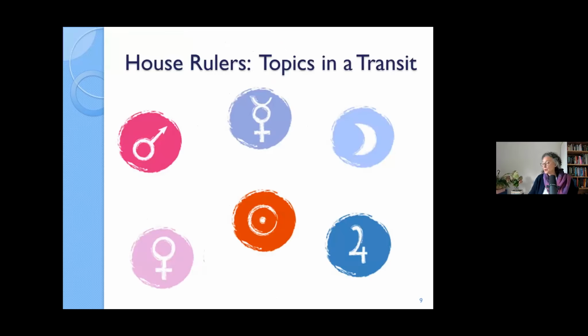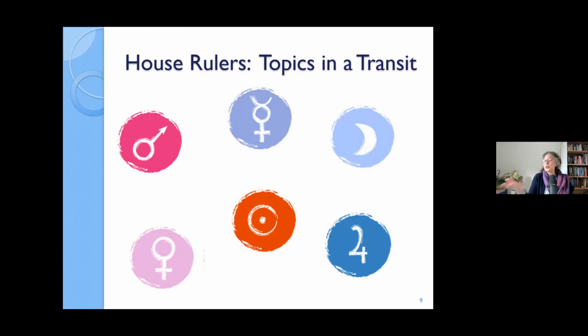In this piece, I was also able to illustrate for you the importance of the house rulers and how they lead to topics that we work with in a transit. It's one of the reasons why using this house rulership model is so helpful to enable you to be more specific about which parts of the chart, and therefore which parts of the life, are really being pressured and changed through the timeline of the Saturn transit. So if Saturn is transiting Mars in your natal chart, make sure you include the topics of the Aries and Scorpio houses in your interpretation.